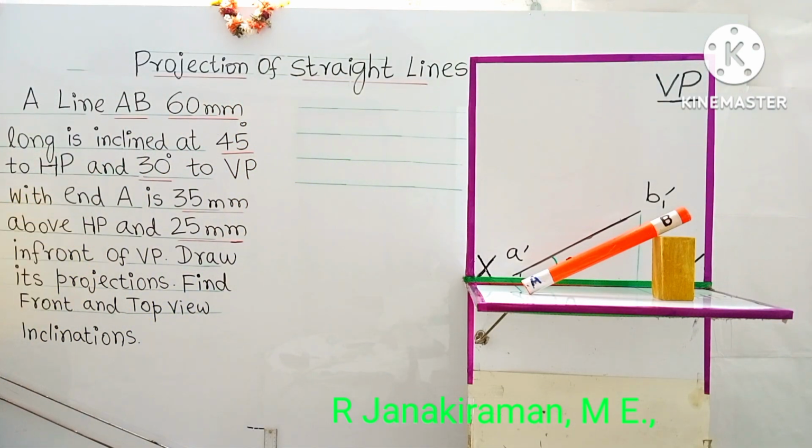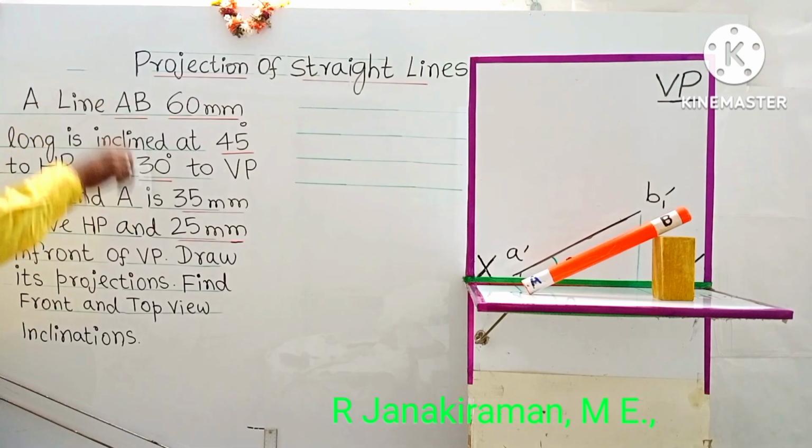Please read the question. A line AB, 60 mm long, is inclined at 45 degrees to HP and 30 degrees to VP, with end A 35 mm above HP and 25 mm in front of VP. Draw its projections. Find the front and top view inclinations. Front view and top view inclinations mean the angles they have asked for in the question.